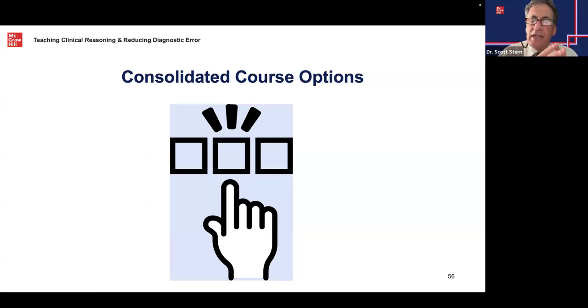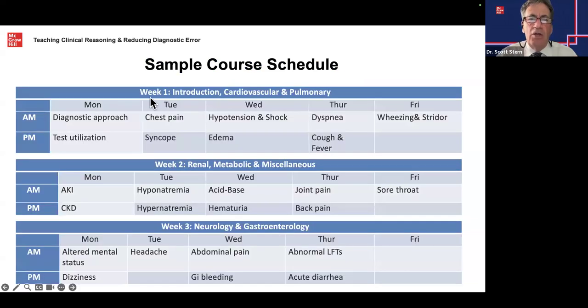How did I build the consolidated course options? I'll just show you how we did this at U of C for a while. So we had several weeks of a course. Again, you could distribute this over 12 weeks and do one session a week instead of building it into a consolidated time frame. But what we did when we consolidated it was each half day would be a topic: chest pain, syncope, hypotension, shock, etc. And we grouped them by the types of problems, the types of systems that they were in.